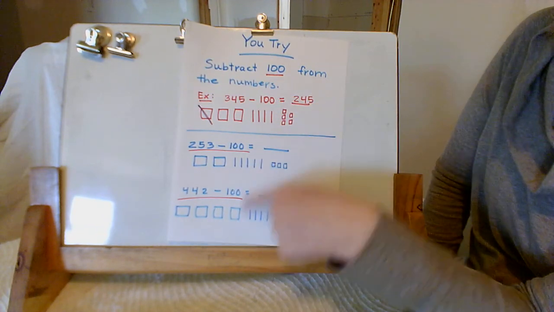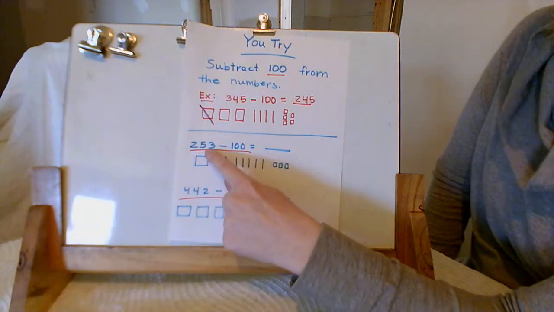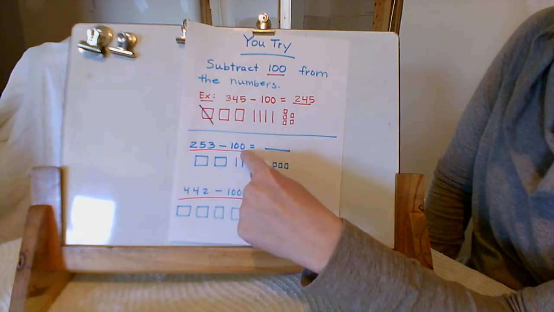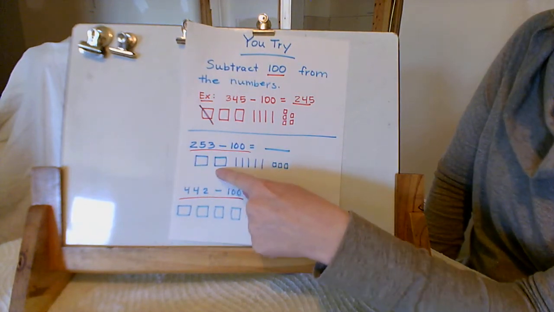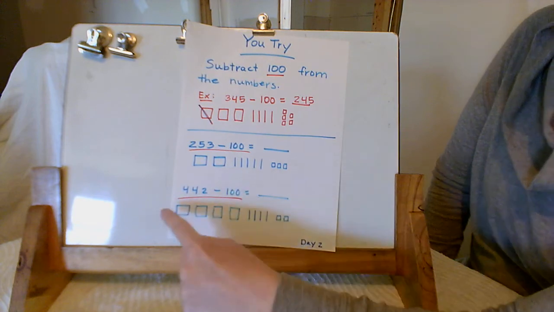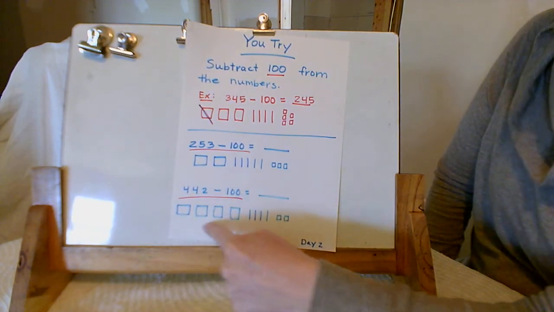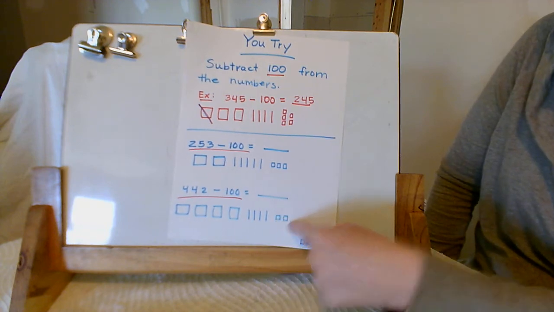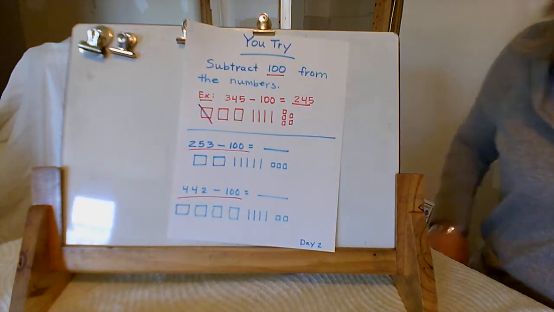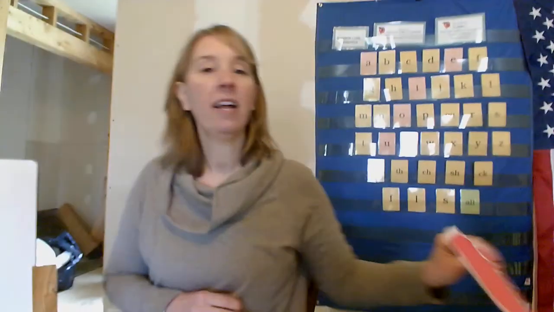And here are your two to try. 253 minus 100. I drew your 253. Then we have 442 minus 100. There's your 442. Okay, do your homework and send us a picture. And that's the end of day 2.